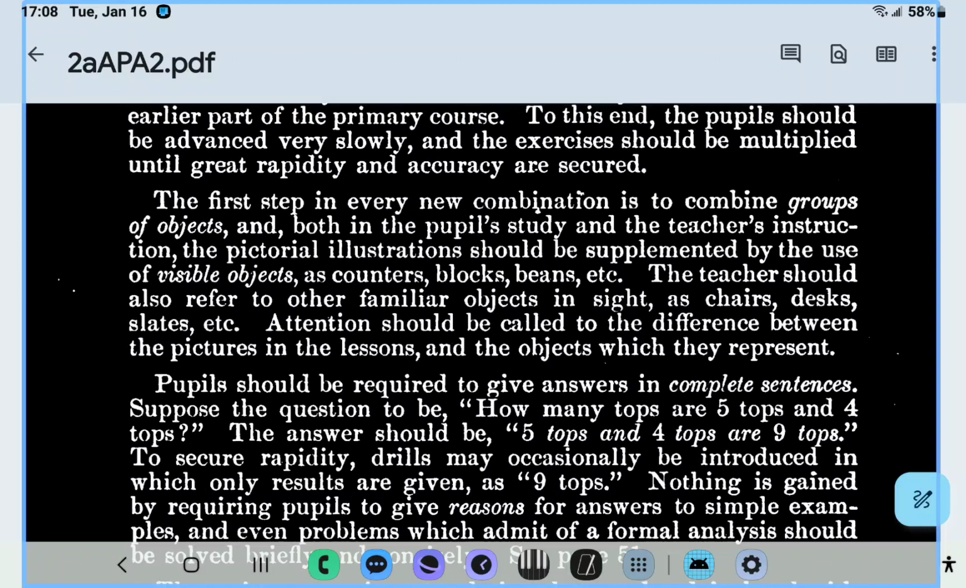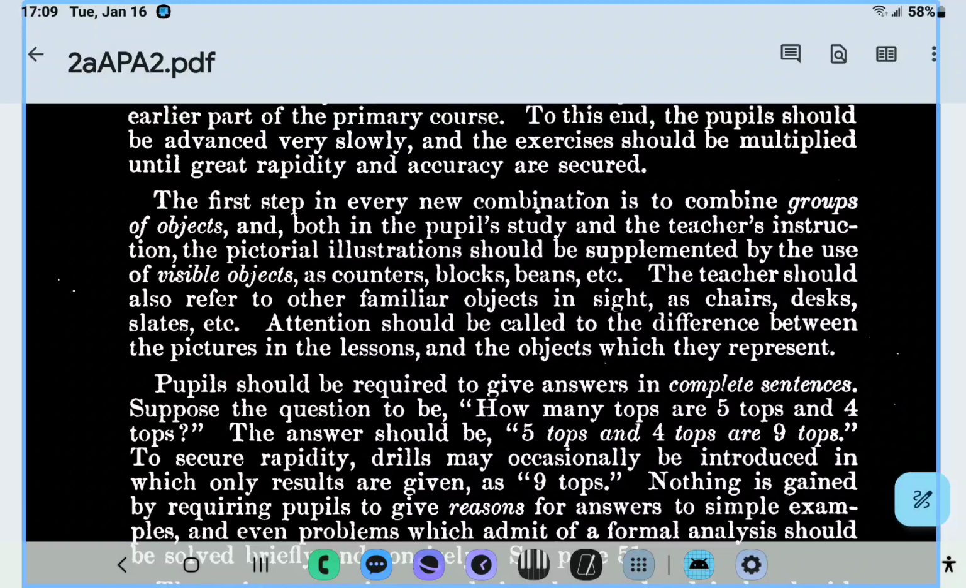Attention should be called to the difference between the pictures in the lessons and the objects which they represent. Pupils should be required to give answers in complete sentences. Suppose the question to be how many tops are 5 tops and 4 tops. The answer should be 5 tops and 4 tops are 9 tops. To secure rapidity, drills may occasionally be introduced, in which only results are given, as 9 tops.